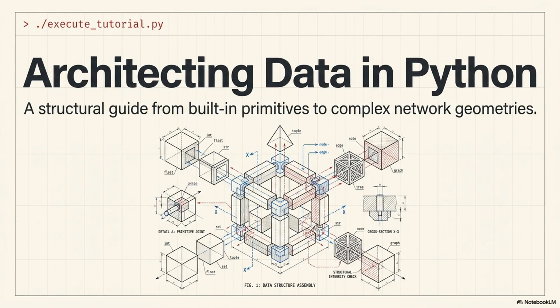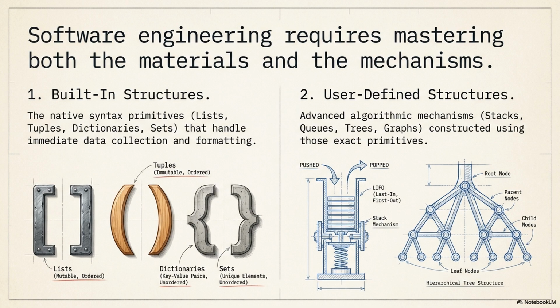Every Python program has a hidden architecture. Even a short script has to decide whether data should be ordered, mutable, unique, searchable, hierarchical, or networked. When those decisions are casual, the code may still run, but it becomes harder to reason about. When those decisions are intentional, the program becomes easier to change, faster to search, and clearer to debug.